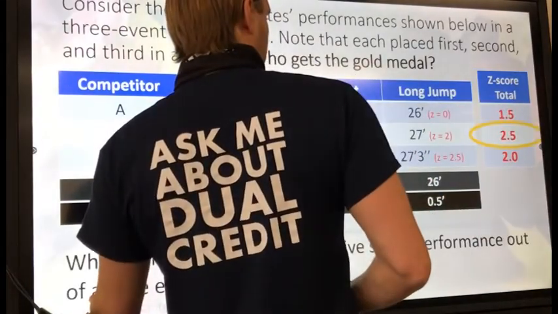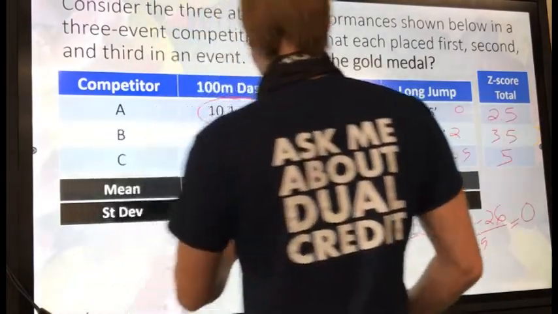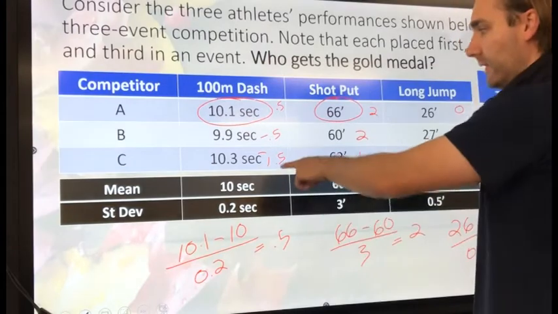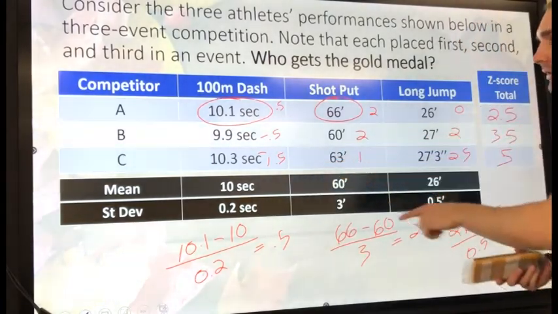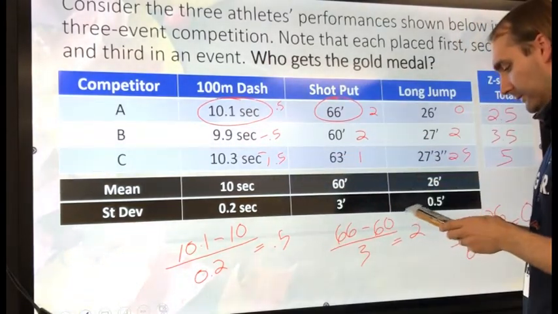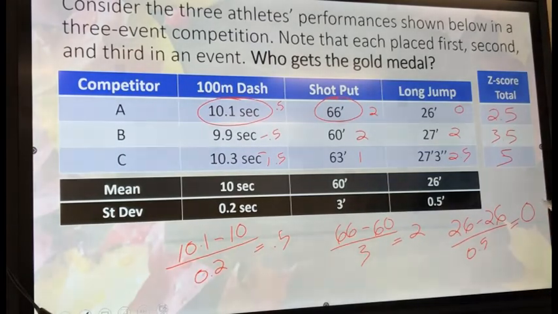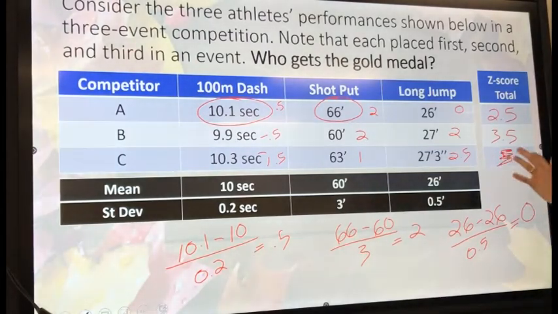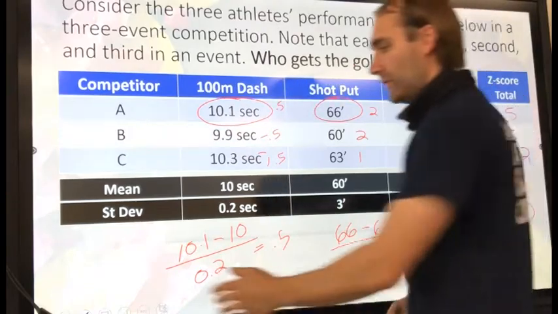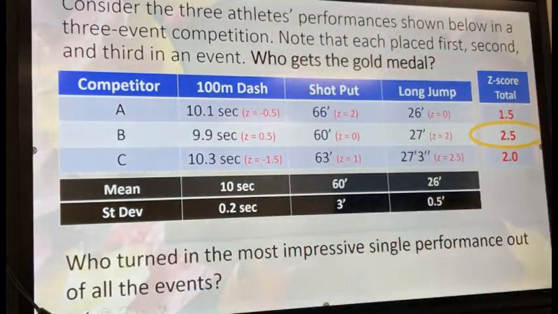Something seems off there. Oh, is this the negative? Do you mean this to be a negative? Okay, so this is negative 1.5. So this is going to be a 2. So your numbers should look like this, which means B won, right? Competitor B wins the gold medal. Who gets the silver? C, and then the bronze goes to A.